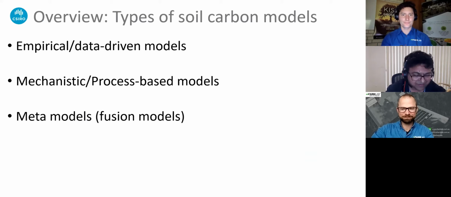All right, with that very brief introduction to soil organic carbon and its composition, let's talk a little bit more about types of carbon models. There are hundreds of different ways of developing models, but in our view, they can be classified into three classes: empirical or data-driven, mechanistic or process-based, and metamodels. But it's important to note that all these models are data-driven to some degree. We require data, but this is how broadly we're going to classify these models.